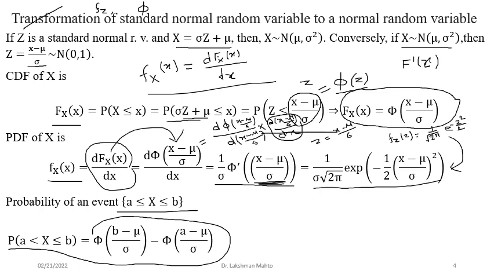So before computing this, we will convert this event with respect to a normal random variable into an equivalent form with respect to a standard normal random variable. So we do a standardization of the event as well. We know that this random variable x has mean mu and variance sigma square. So how can we convert it into an equivalent random event with respect to Z, so that we can take benefit of this? So we do standardization here.